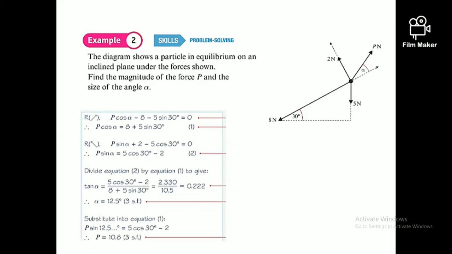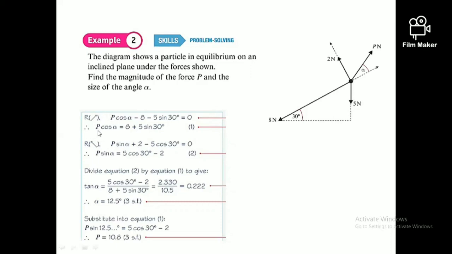Therefore, we will show these components. P sine alpha, this one, and 2, both are positive, and this is minus 5 cos 30 equals 0. With that, you can move these two terms to the other side and write P sine alpha equals 5 cos 30 minus 2.